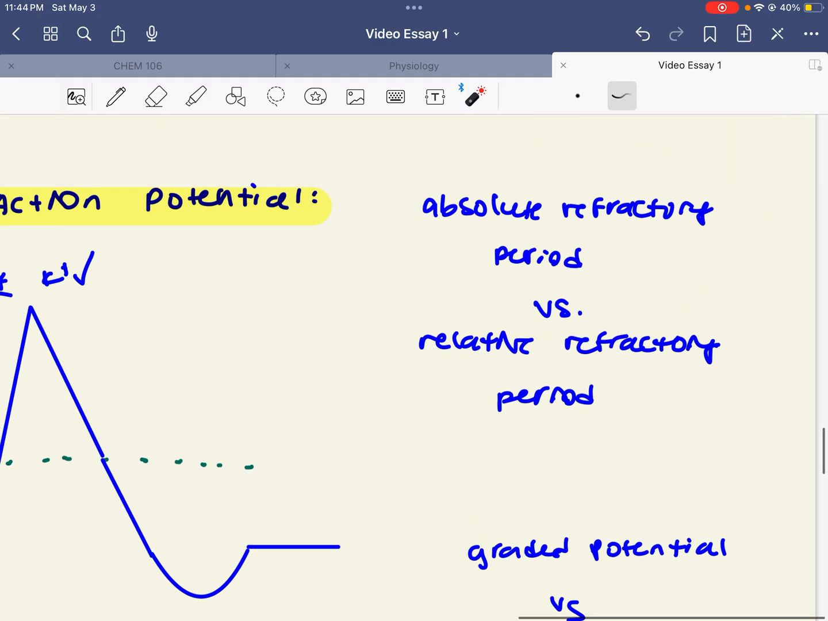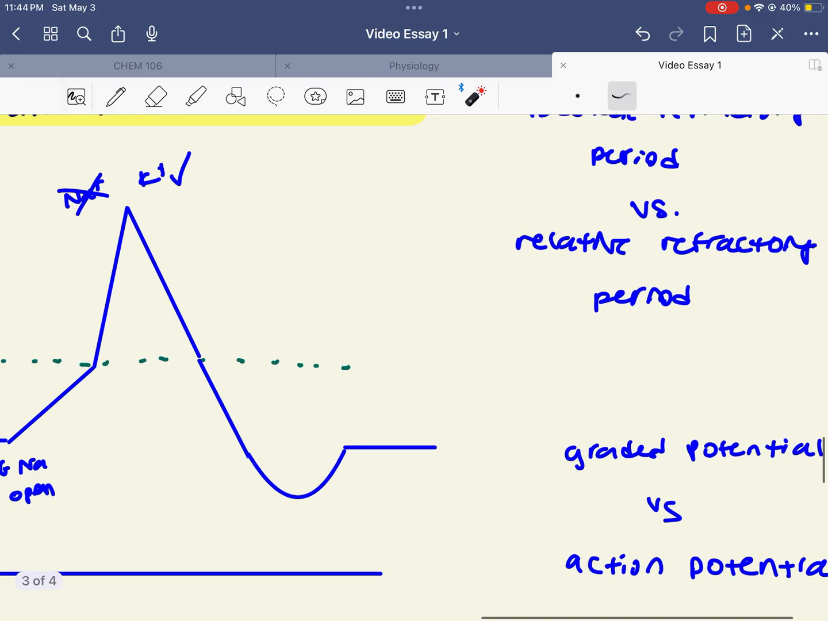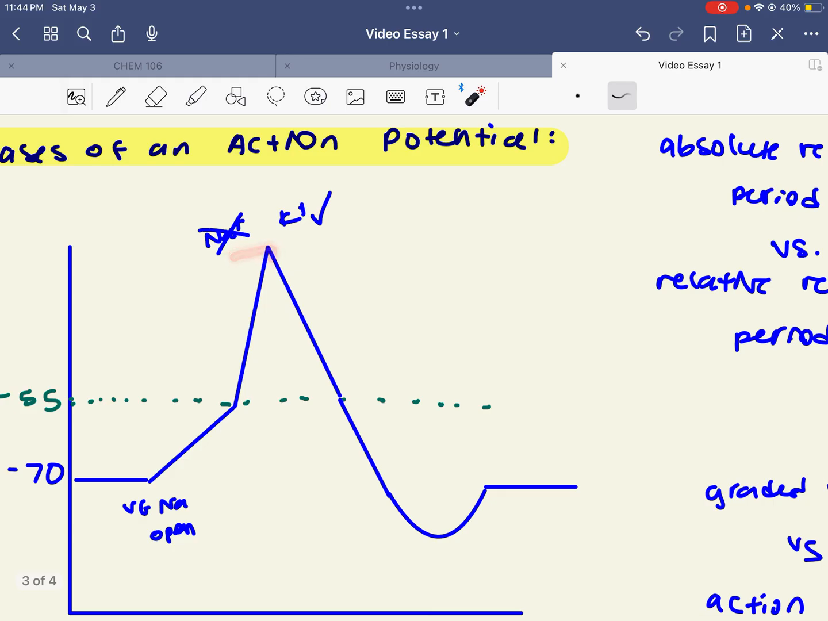Now we have absolute refractory periods versus relative refractory periods. When it's an absolute refractory period, you cannot have another action potential. When you're here, you're still currently creating the first action potential, so you can't just start another one. It can't peak anymore. This is the absolute refractory period. Relative refractory period is when we're starting to come back down. You can have another action potential where it shoots up again. This can happen, but it needs to be with a really strong stimulus.